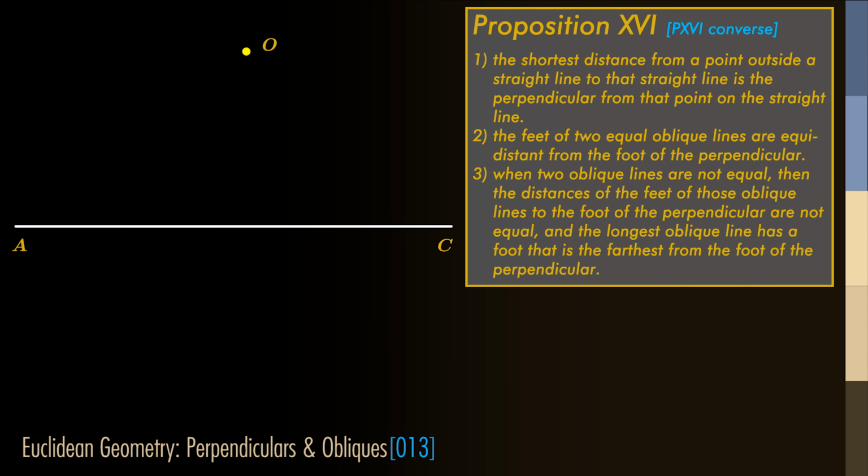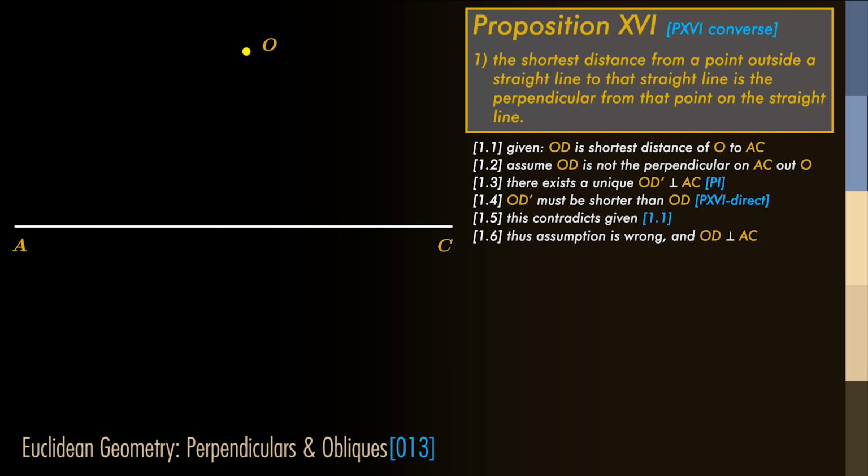The converse of the proposition is also true. 1. The shortest distance from a point outside of a straight line to that straight line is the perpendicular from that point on the straight line. 2. The feet of two equal oblique lines are equidistant from the foot of the perpendicular. 3. When two oblique lines are not equal, then the distances of the feet of those oblique lines to the foot of the perpendicular are not equal, and the longest oblique line has a foot that is the farthest away from the foot of the perpendicular.